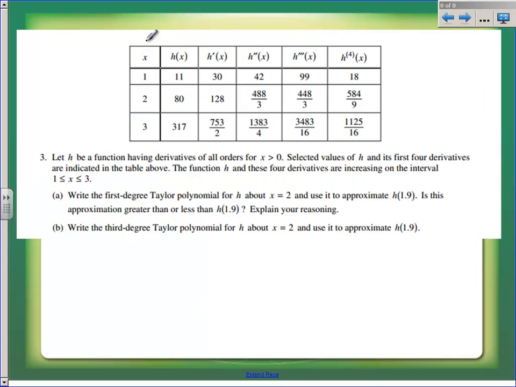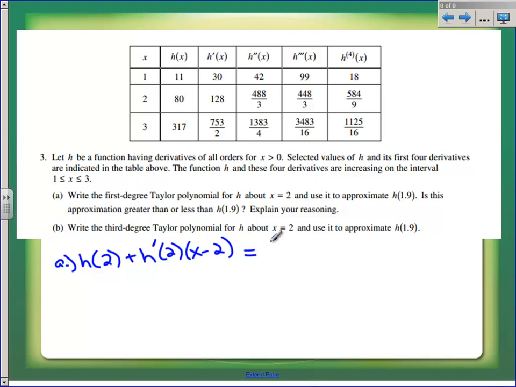All right, let's answer one last question here, and then we're going to have some work tomorrow in class. This is from the College Board 2007 test. Doesn't matter. But we've got a bunch of information about a function here, h. We've got h's position at 1, 2, and 3, and its derivatives at 1, 2, and 3 as well. And question A says, write the first degree Taylor polynomial for h about x equals 2. Well, that will be h of 2 plus h prime of 2 times x minus 2. That's just the tangent line equation. So we can pull all this information from the table.